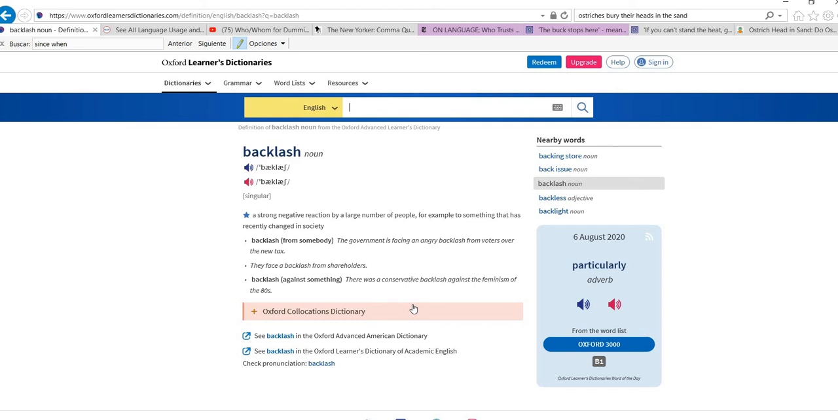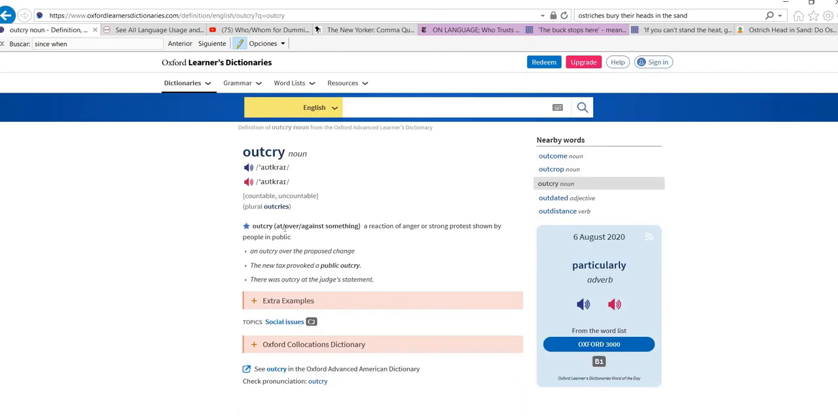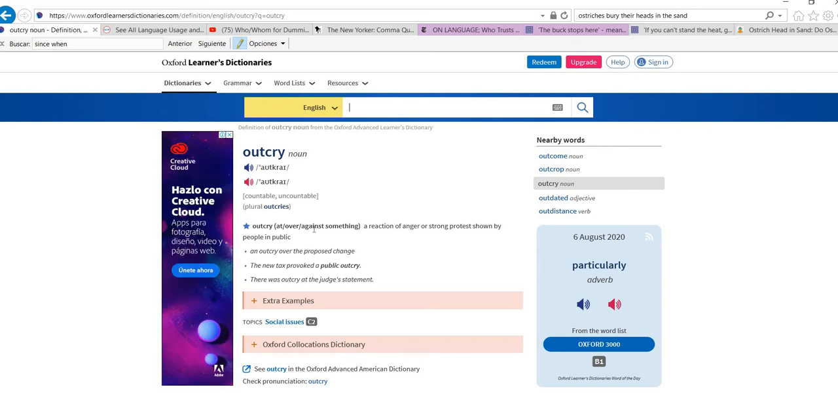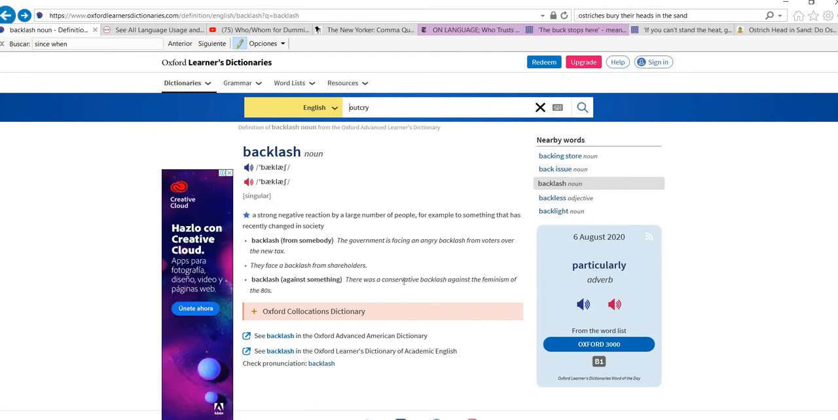Well, I'm not going to discuss all the others because there are too many. The other one you need to know is an outcry, which is very similar to this one. A backlash and an outcry are two very similar words. But notice the context: outcry at, over, against something. It's again a reaction of anger, a public outcry. An outcry over the proposed change. And here we had a backlash against the tax, a backlash over the tax, or against. So be careful. This is actually very similar.